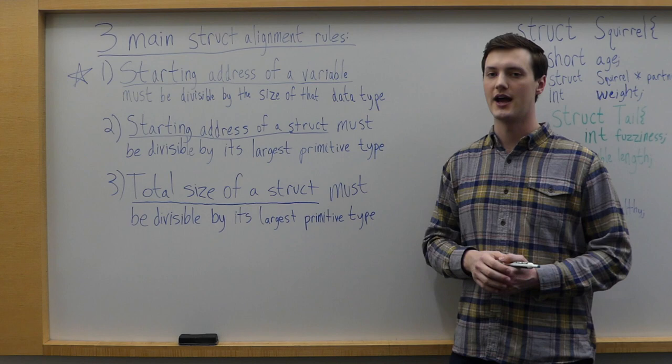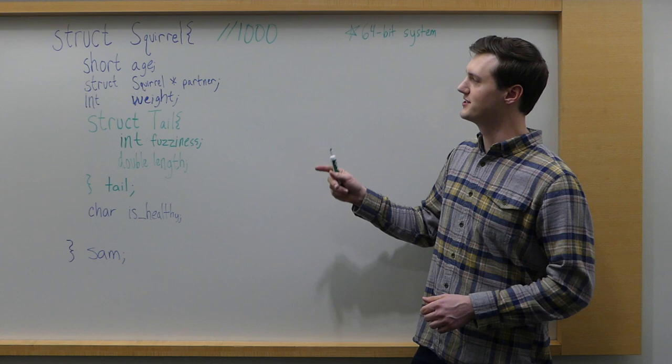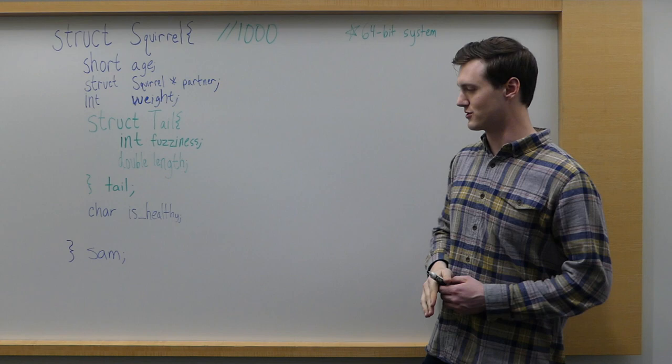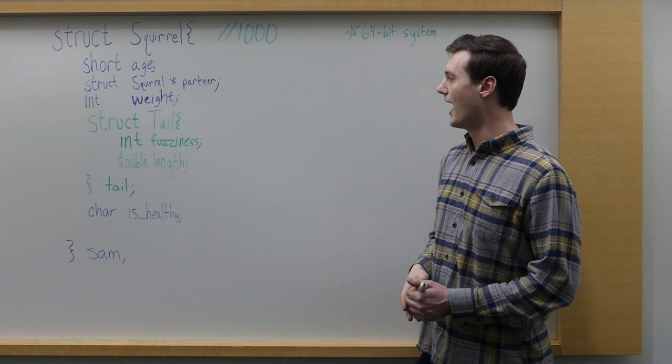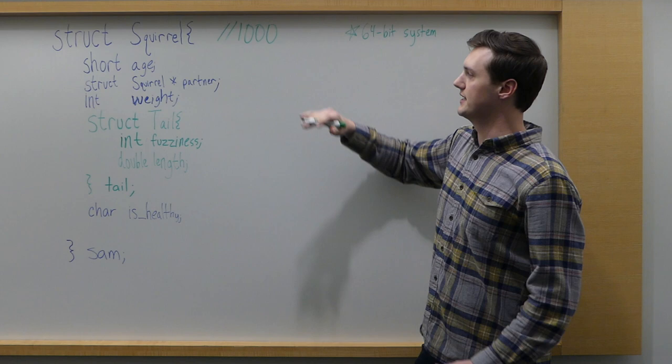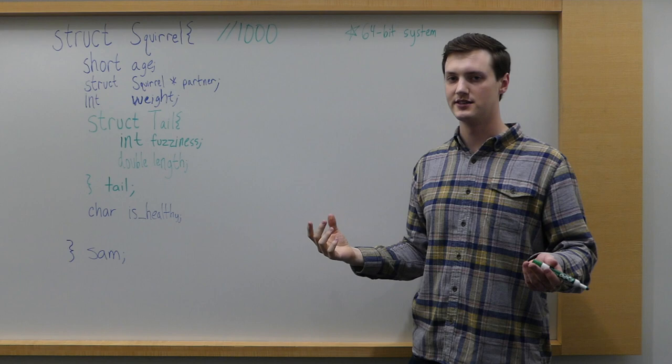Now we're going to apply these rules to a specific example. Let's walk through this example of a struct we created called squirrel. We're creating an instance of squirrel named Sam, and we're trying to figure out what memory addresses the specific variables within squirrel fall on, and also what the total size of the struct is. Let's start at the beginning. We see that we declared that struct squirrel will start at address 1000. This was just arbitrary; we're just using it as convention.